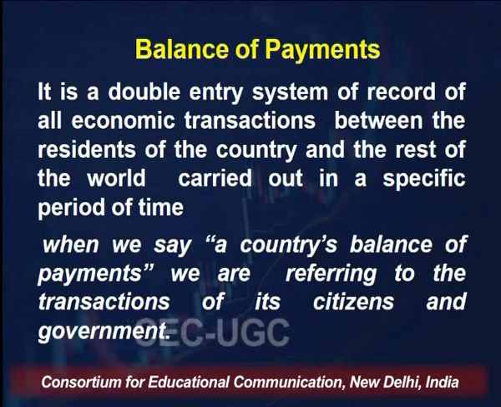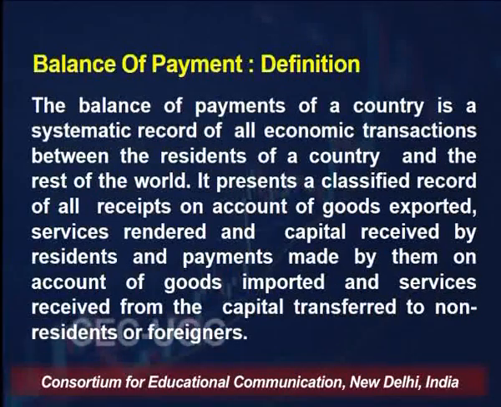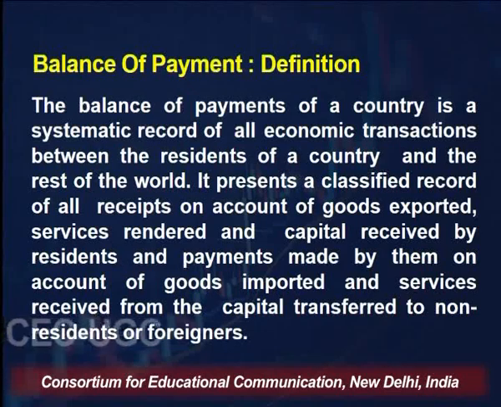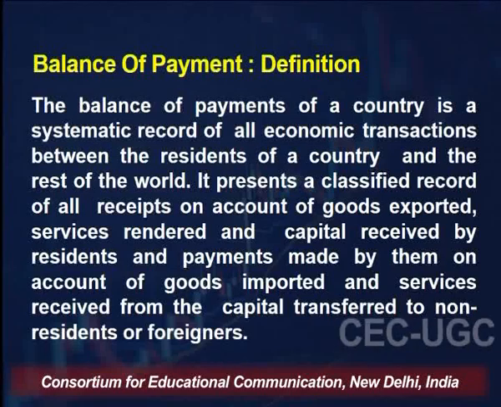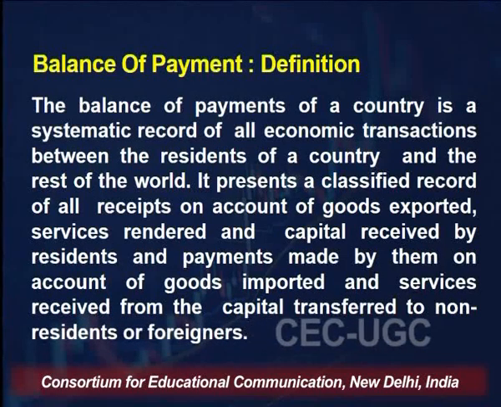Now, when we say a country's balance of payment, we are referring to the transactions of its citizens and the government. So the balance of payment of a country is a systematic record of all economic transactions between the residents of a country and the rest of the world. It presents a classified record of all receipts on account of goods exported, services rendered, and capital received by residents, and payments made by them on account of goods imported, services received, and capital transferred to non-residents or foreigners.